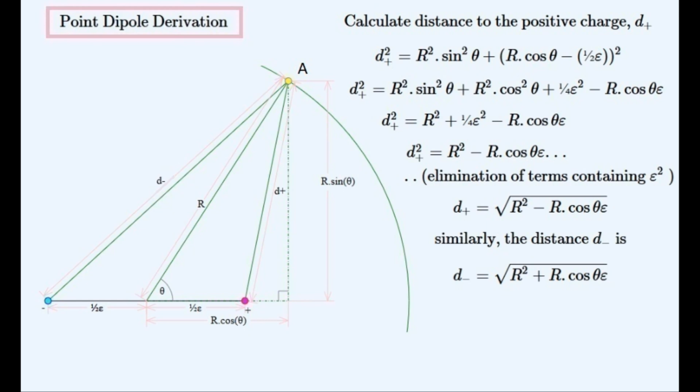So to begin with, here's the derivation of the distances of the point A away from the centre of this dipole, which is a point dipole, when epsilon approaches 0, but doesn't actually equal 0. I've done these calculations in the last video, and you can easily see from the geometry and calculus that these are the correct expressions for the distances.